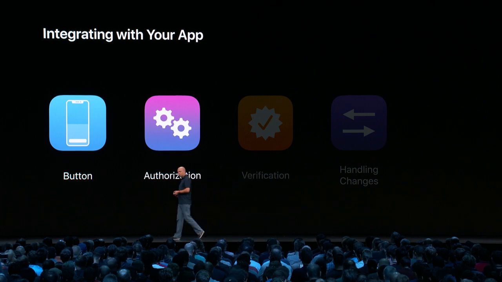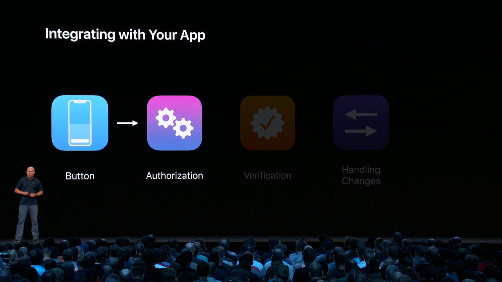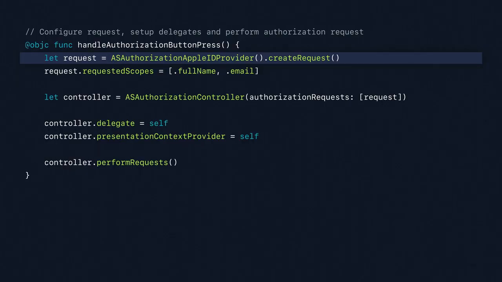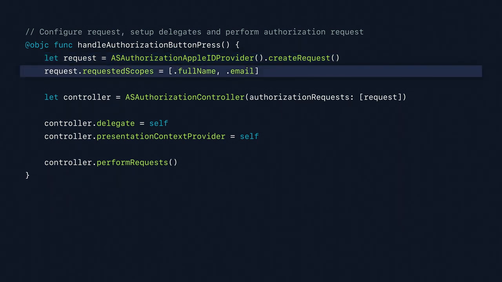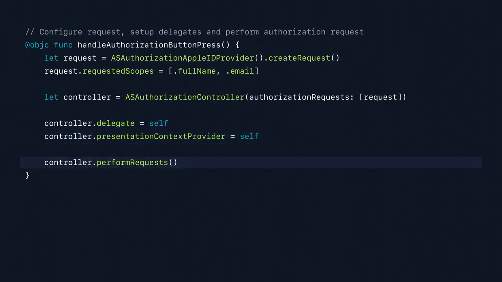Next, once the user performs the action, you need to configure a request and perform authorization. Here's how you do it. With only one line of code, you initialize an Apple ID authorization request. This is all your app needs to create an account in your system. Optionally, if your app requires this for the best user experience, you can set requested scopes for full name and email. You should only request this information if it's truly required for your app, and err on the side of minimum amount of information. Once the request is configured, initialize an authorization controller, set the delegates to get the results back into your app, and last but not least, perform the request.